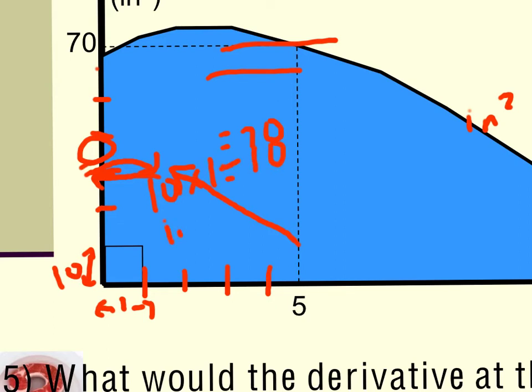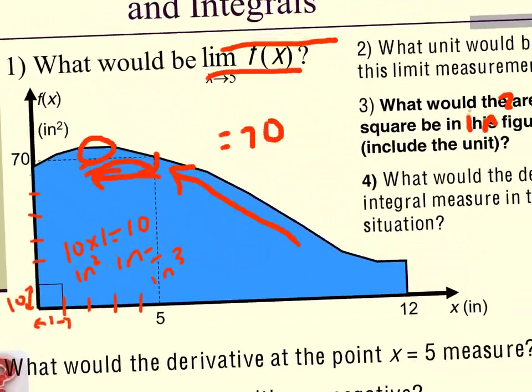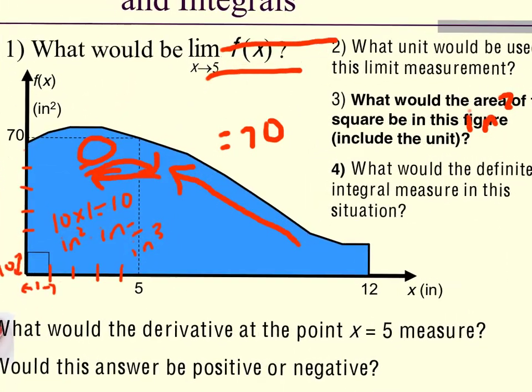Units wise, this was square inches on the y-axis times inches on the x-axis, which comes out to cubic inches. So that means the area of one square is equal to 10 cubic inches. And that's the answer to question 3.